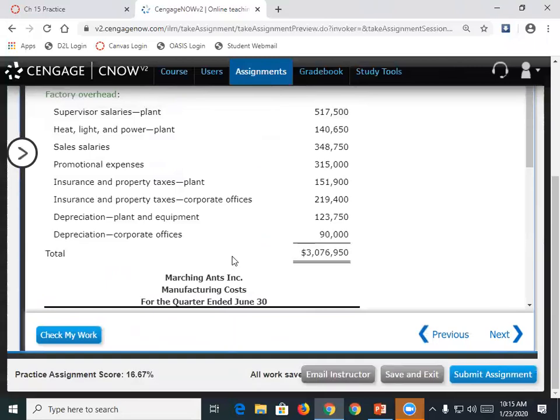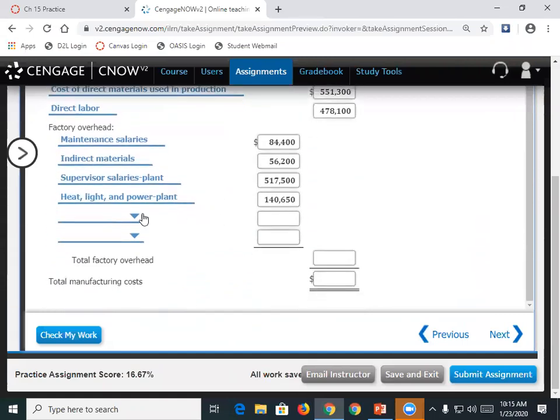Sales salaries. Is that a factory overhead? No. That's a selling expense, right? If it's related to the sale of the product, sales salaries are a selling expense, so they do not belong on our manufacturing costs. How about promotional expenses? No, that's also a selling expense, right? It's some type of advertising or some type of incentive. Insurance and property taxes plant. Yes, that's an overhead. It's tied to the plant. So that is 151,900.